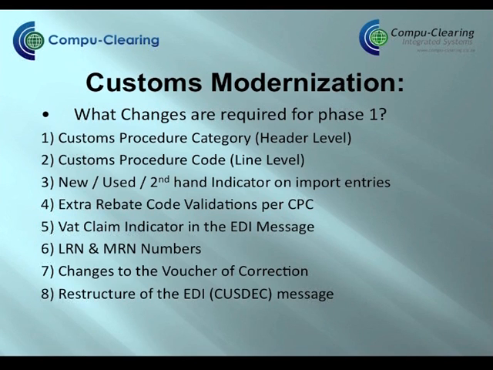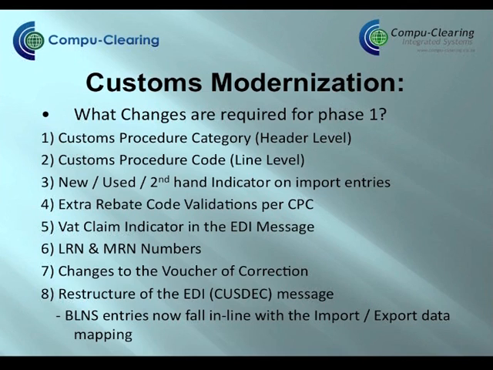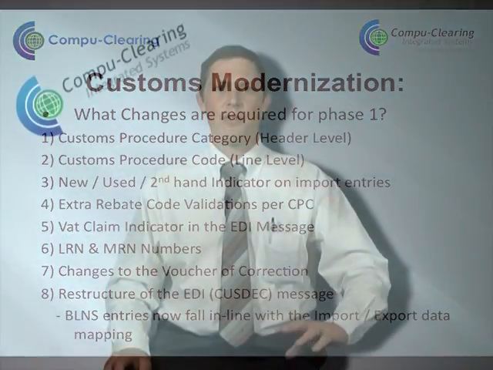restructure of the EDI or CUSDEC messages, and that now means that BLNS entries now fall in line with the import-export data mapping, which means that we now have 2 CUSDECs, one for imports, one for exports, where in the past we used to have 3, one for imports, one for exports, and one for BLNS. Now the advantage of this is that your BLNS entries can be framed and submitted to customs via EDI from the normal import module as well as the export module.